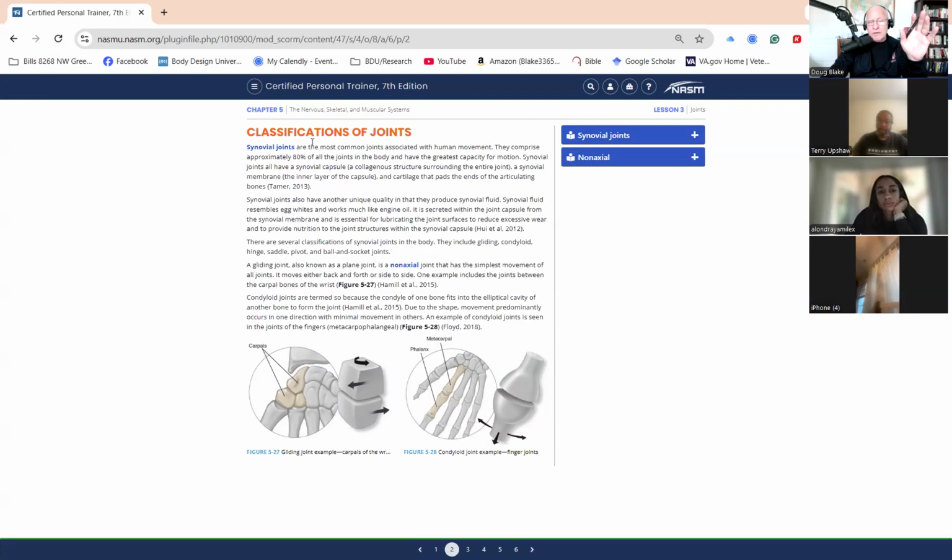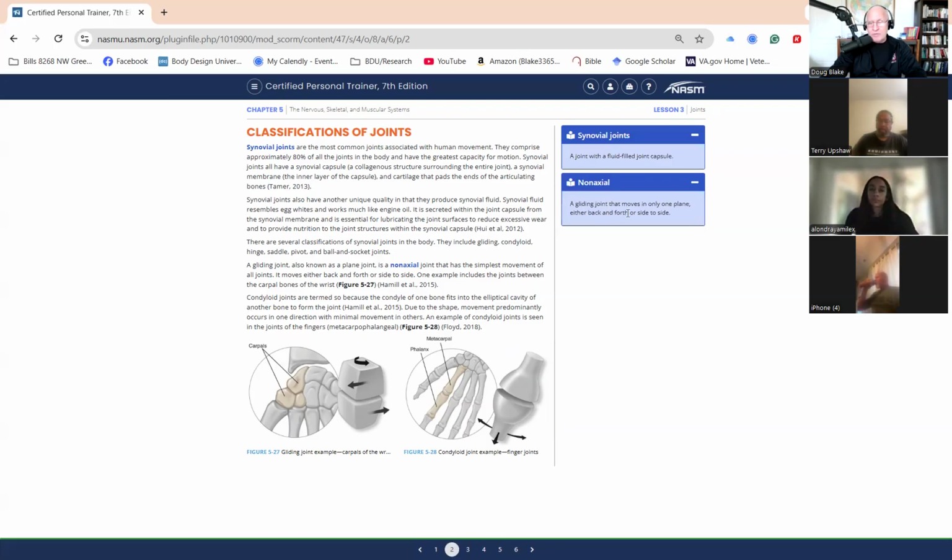Now, when you get to the classifications of joints, I will tell you this, from a testing perspective, memorizing these is not the highest level of priority. What I would do is definitely write them down, and know what a synovial joint is. That's just a joint filled with synovial fluid, in the joint capsule. Basically, the joints that we deal with from a training perspective are generally going to be synovial joints. Non-axial, a gliding joint. And now see, here's where it's going to start getting complicated.